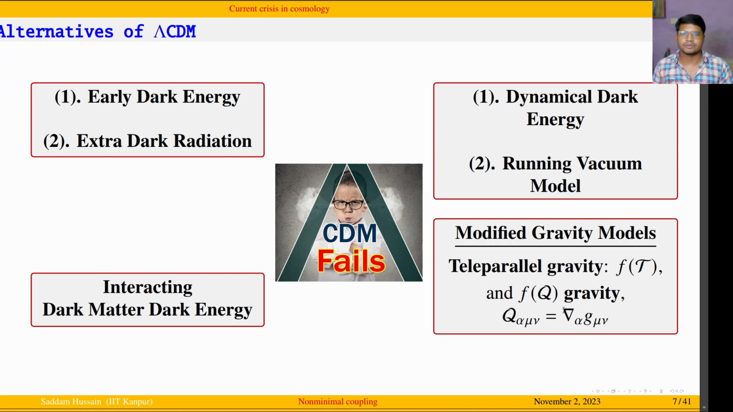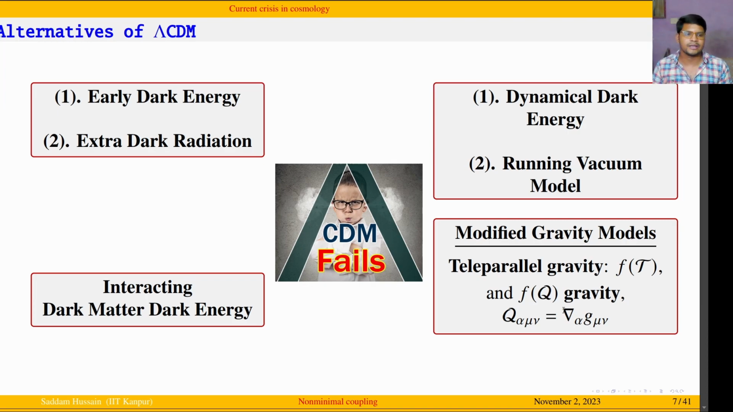It will have some additional degrees of freedom, and then there might be some kind of solutions which can alleviate the Hubble constant. Similarly, we can have dynamical dark energy. In the lambda CDM cosmology, the pressure is equal to minus the energy density, minus lambda. So what happens is that the equation of state, P by rho, is basically constant.